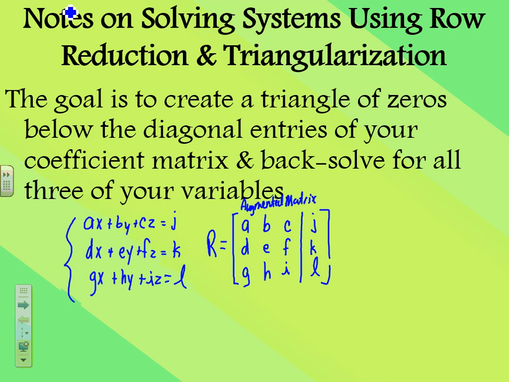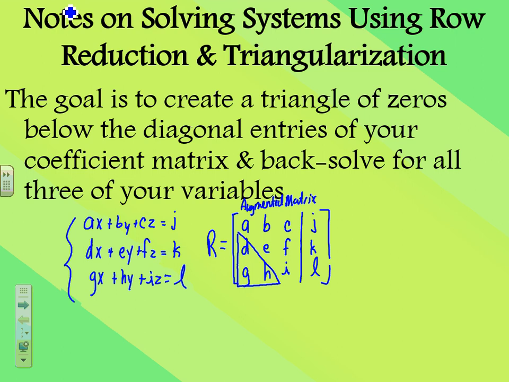And what we're going to be doing is trying to create something that we've seen in previous lessons, where the bottom three numbers, whatever those numbers happen to be, we're going to make sure that all of those numbers are zeros. So that's what you're seeing in the text here where it says create a triangle of zeros below the diagonal entries. In this case, the diagonal entries of the coefficient portion of the augmented matrix would be whatever A, E, and I are. So the numbers beneath the diagonals would be whatever D, G, and H happen to be.